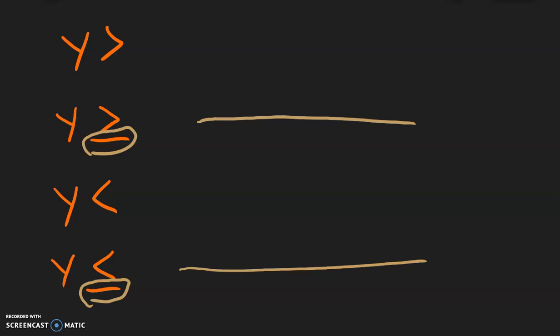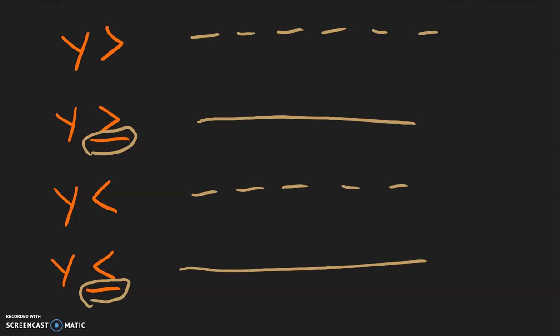And if the inequality does not have the or equal to part, then that means the line is going to be a dashed line, like an open line like this. So the first case and the third case, they do not have that line underneath the inequality. They're going to be a dashed line.